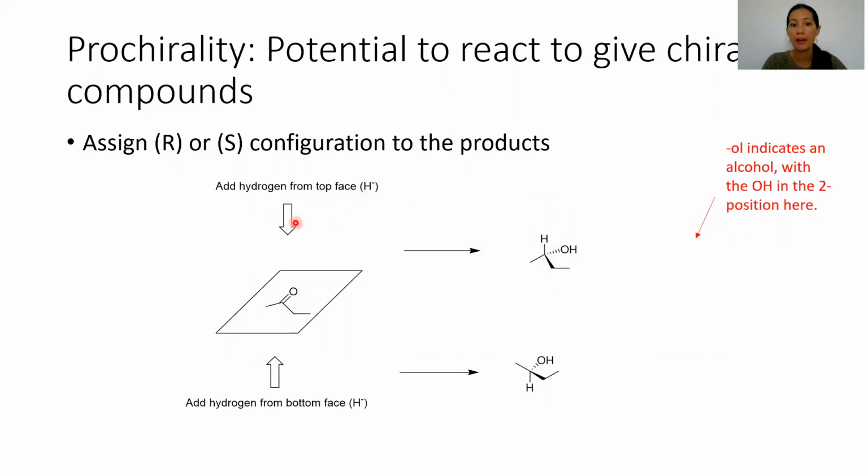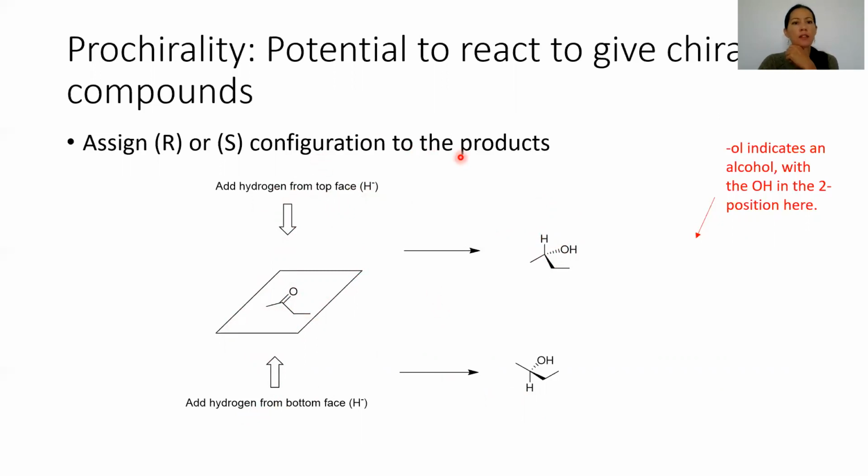So the H that I added from the top face is this H up top. I can also add it from the bottom to give rise to this enantiomer on the bottom. So this is just something you need to be aware of. You can get enantiomers in reactions.